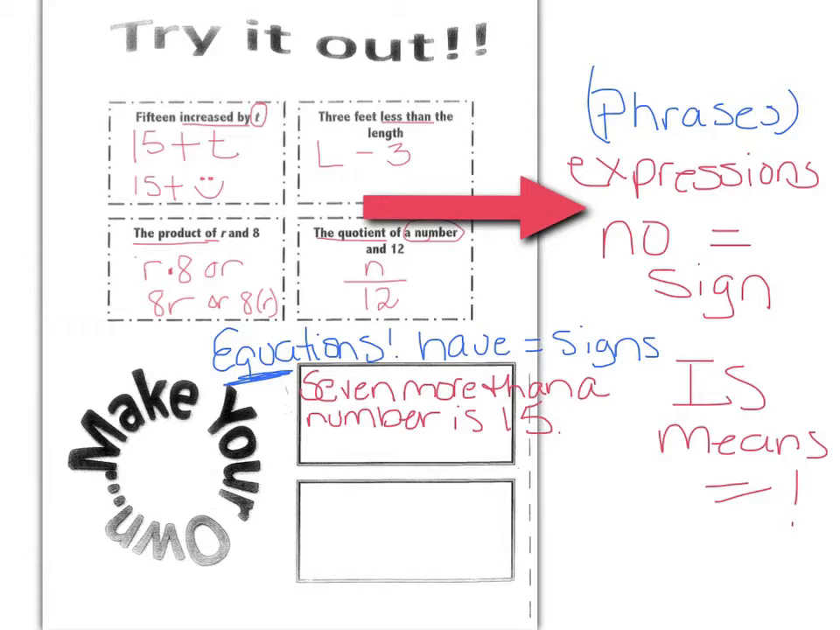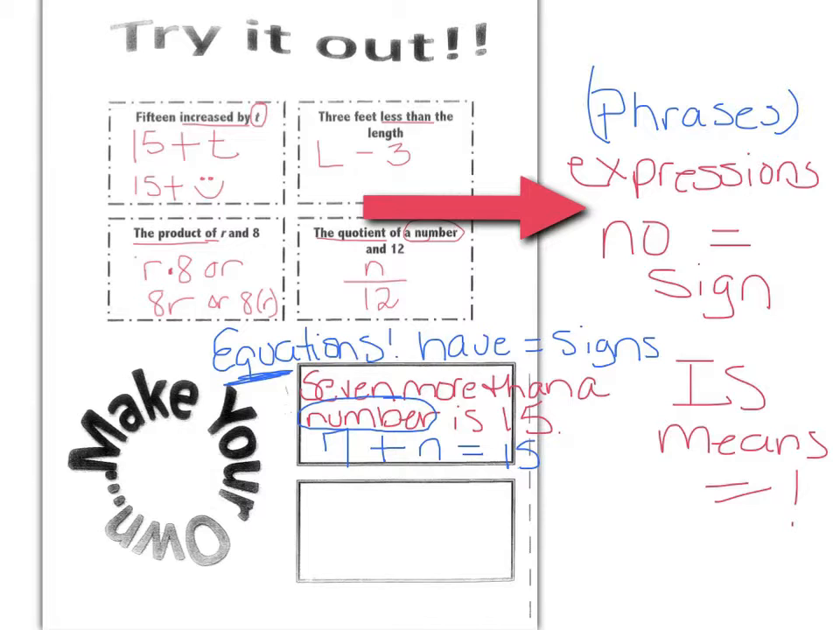So let's write that down. Let's start with 7. 7 more than a number, that's our variable. I'm going to circle it because that helps me know that it's a variable. So 7 plus n equals, because is our equals, 15. That's our equation.